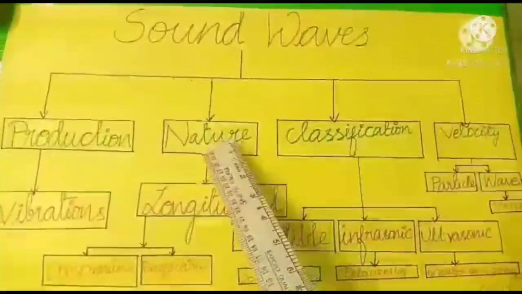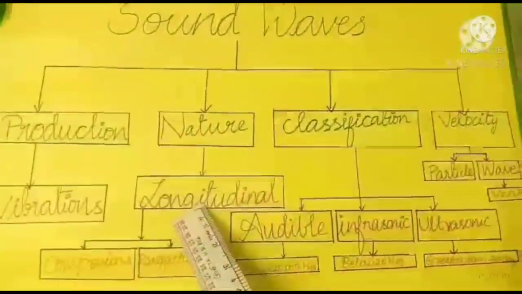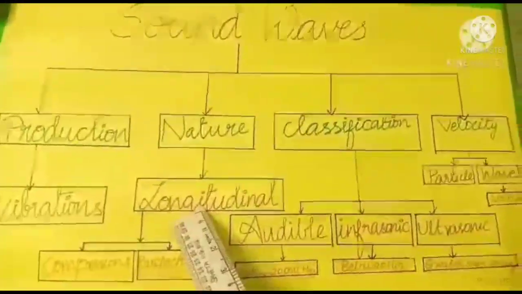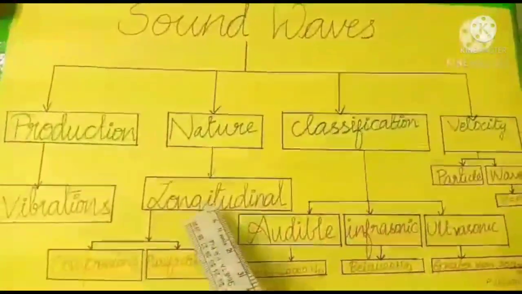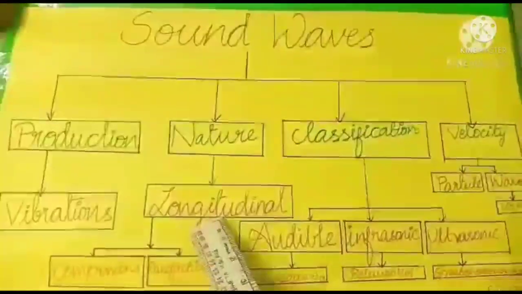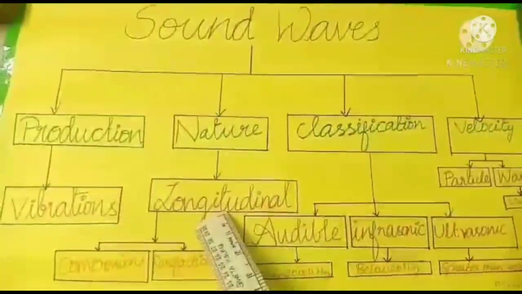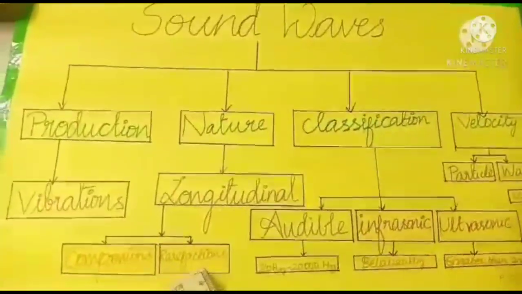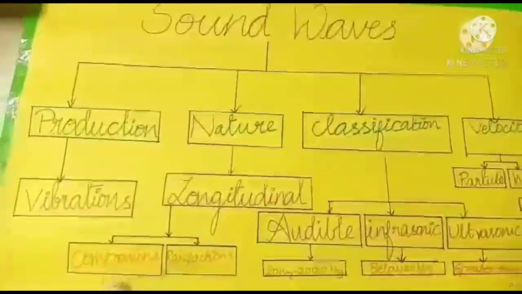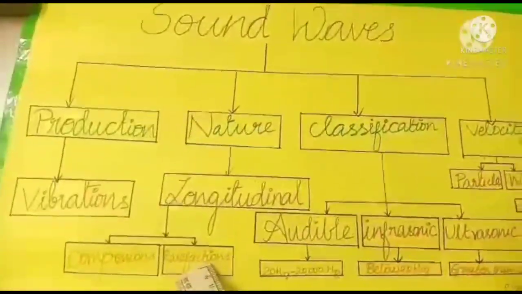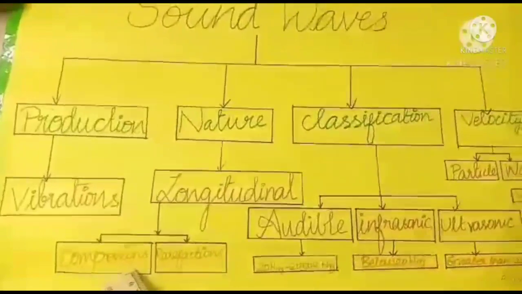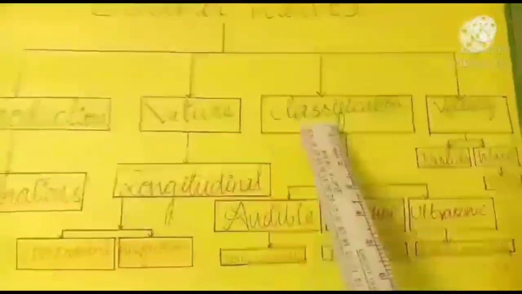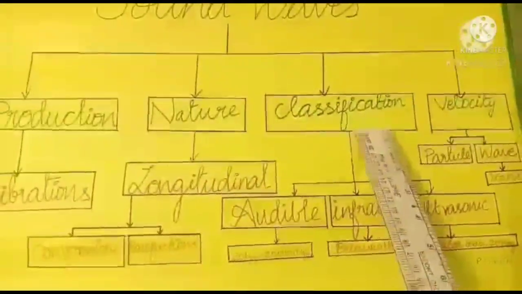Its nature. The nature of sound waves is longitudinal, whereas in the case of light waves it is transverse. Longitudinal waves consist of two parts, compressions and rarefactions in the wave. Compressions are caused due to high pressure and rarefactions are caused due to low pressure. Next we shall see the classification.